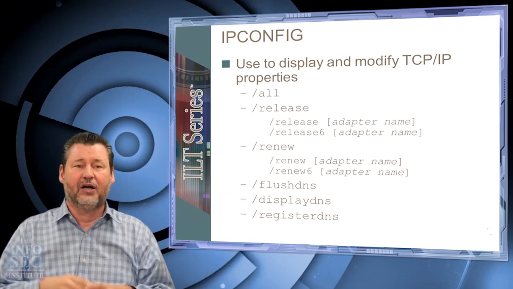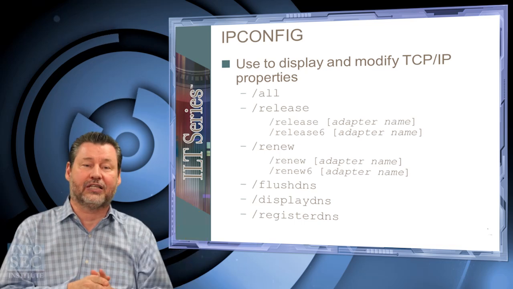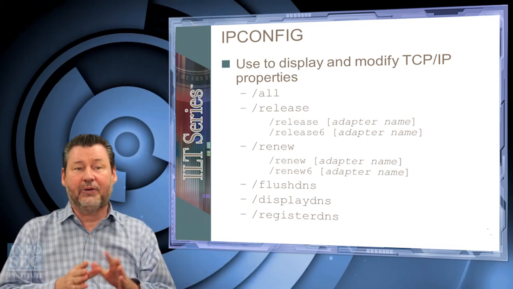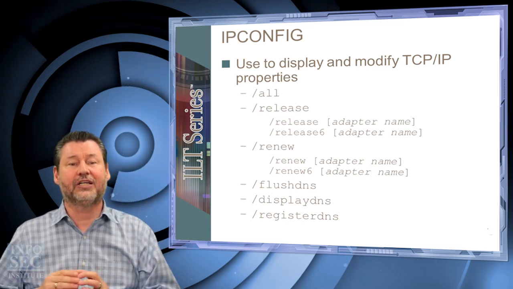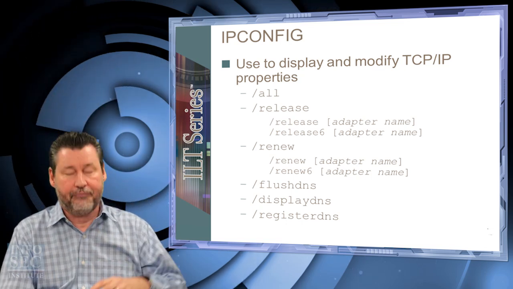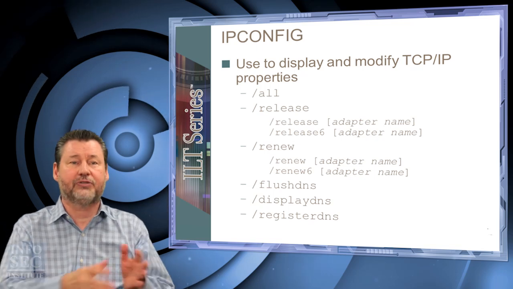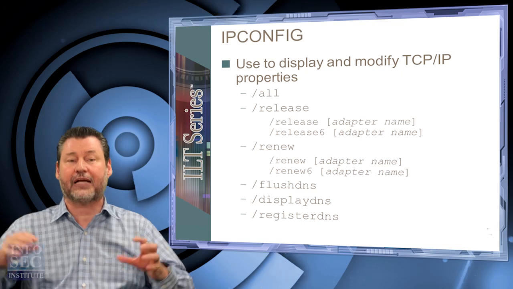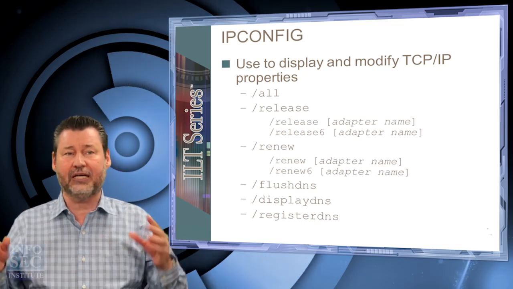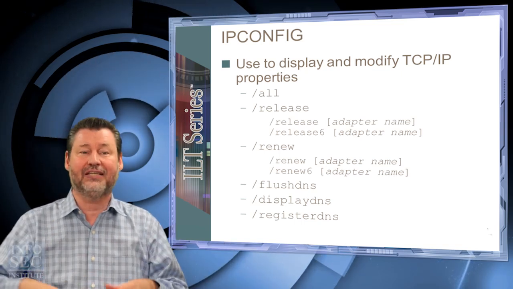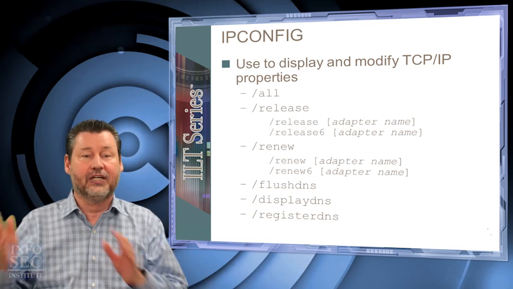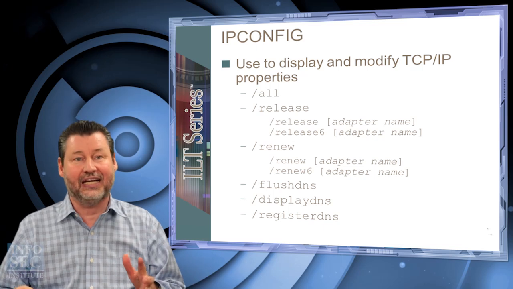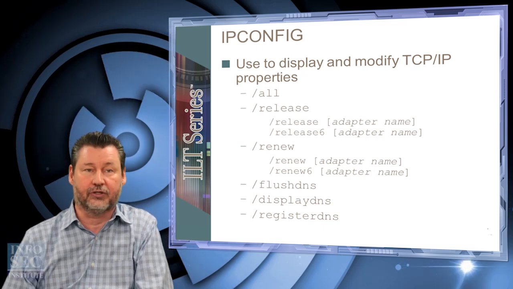Release releases an IP address. Renew grabs an IP address. If for some reason a computer is incorrectly registered in DNS, because modern operating systems using the IP address, when you get an IP address, the computer will register itself, or the DHCP server will register that computer in DNS. Well, occasionally a mistake is made. So you can do ipconfig /flushdns to clear that entry, or /displaydns, or /registerdns to register it in DNS if for some reason it hasn't been registered.